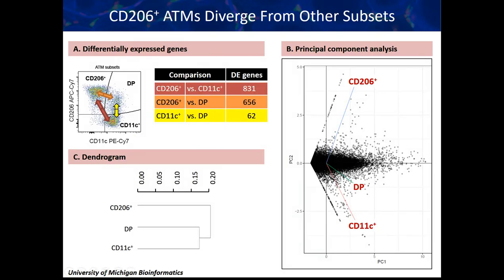First, we found, based on the data from RNA sequencing and comparing each of these three subtypes to each other, that the 206 ATM seemed to diverge from the other two subsets. Looking at differentially expressed genes, as well as some principal component analysis, and we had some help from Rich on this one in bioinformatics, we find that the 206 positive do diverge. And a dendrogram view basically recapitulates this.